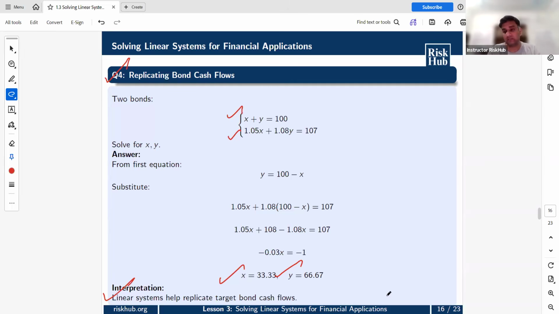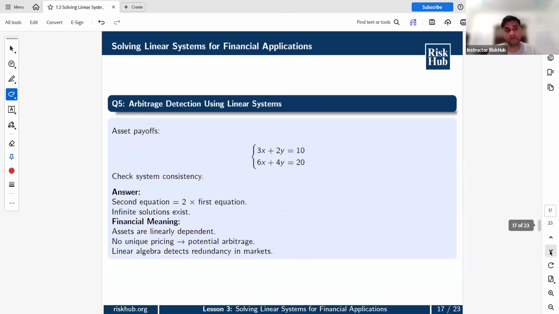Then we get into the next part, right, which is question number 5, which is the arbitrage detection using your linear system. Again, this is one of the deepest slides conceptually because here we have two equations: 3x plus 2y is equal to 10, and 6x plus 4y is 20. The second equation is exactly double the first equation. So the equations are linearly dependent.